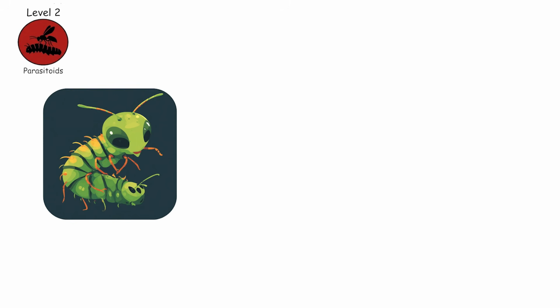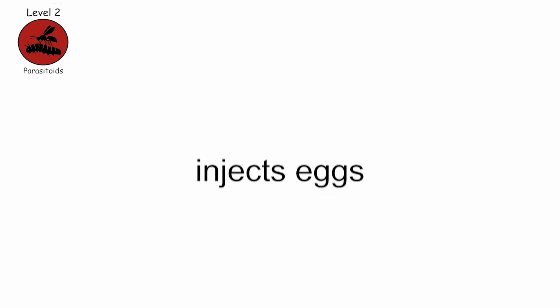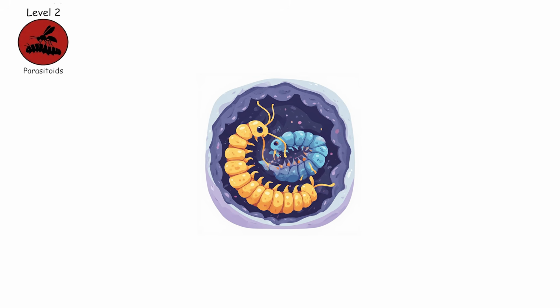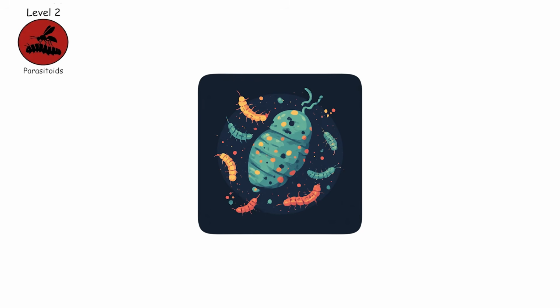One well-known example involves parasitoid wasps that target caterpillars. The wasp injects eggs into the caterpillar's body. The larvae then grow inside the caterpillar, while feeding on its internal tissues. Eventually, the larvae emerge and form cocoons outside the dying host.